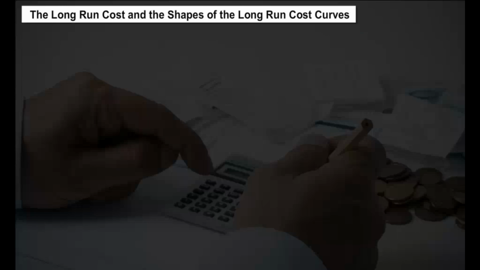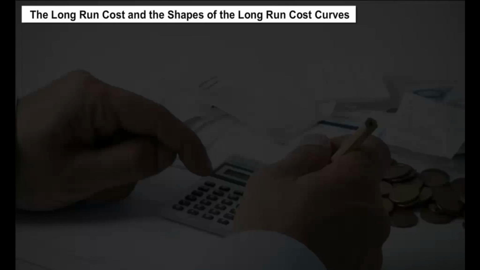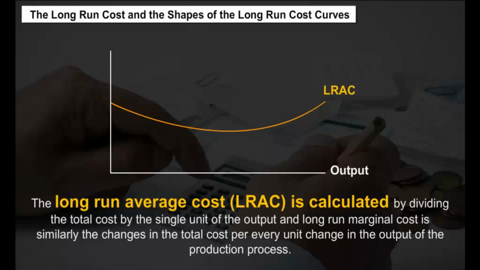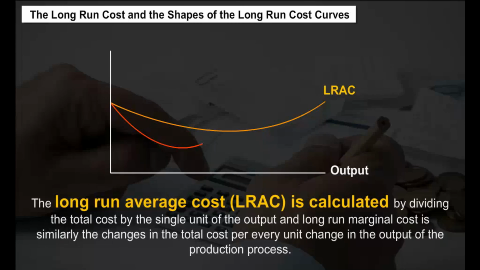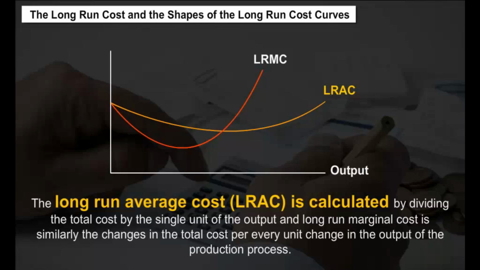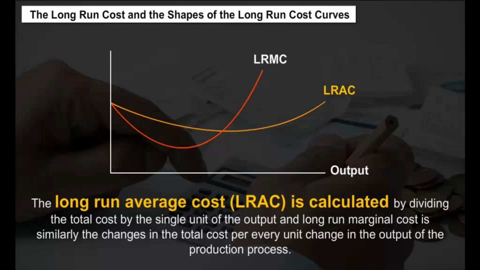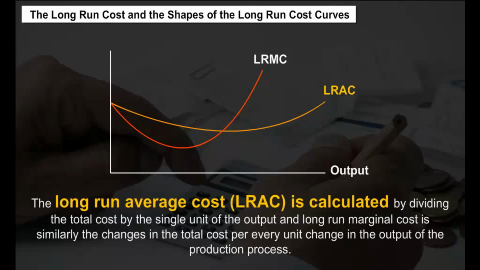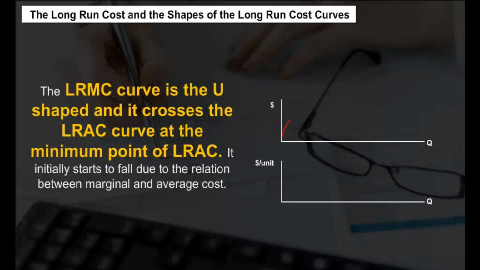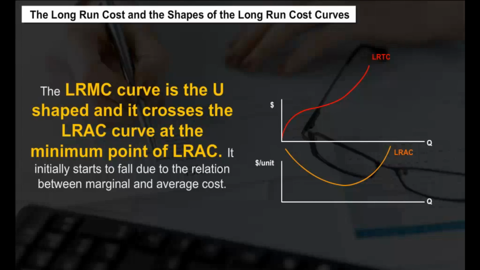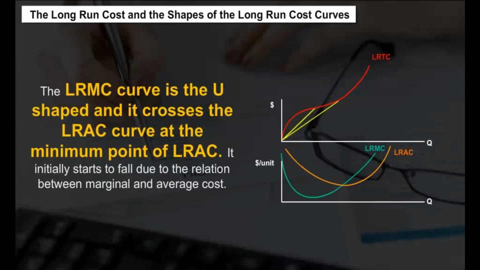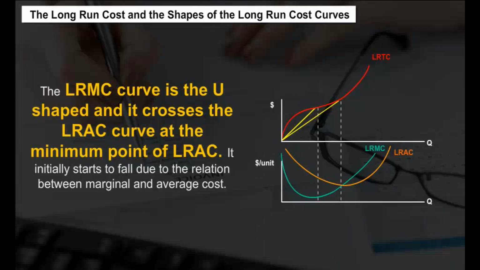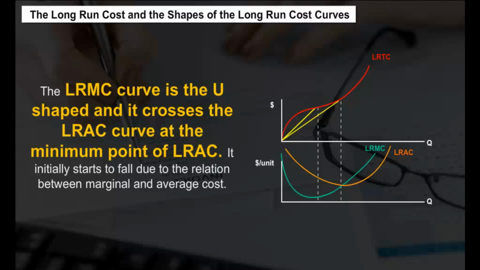The long-run cost and the shapes of the long-run cost curves. The long-run average cost, LRAC, is calculated by dividing the total cost by a single unit of the output, and long-run marginal cost is the change in the total cost per unit change in the output of the production process. The LRMC curve is U-shaped and it crosses the LRAC curve at the minimum point of LRAC. It initially starts to fall due to the relation between marginal and average cost.